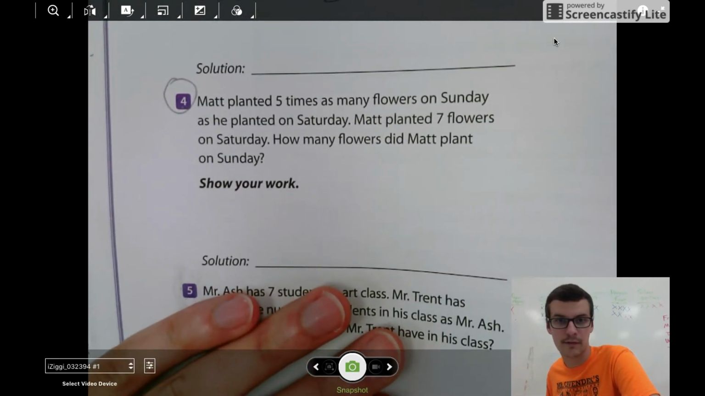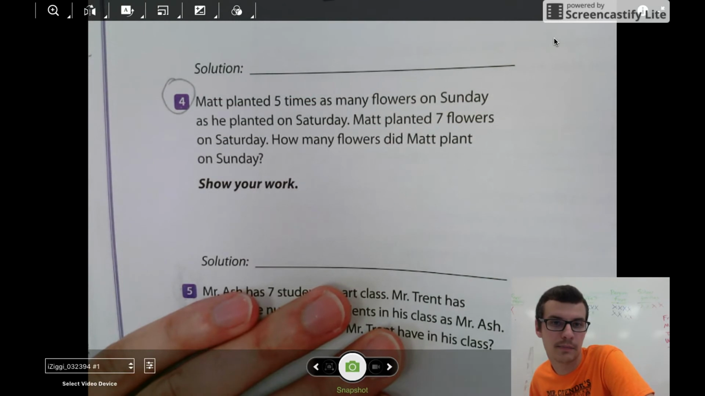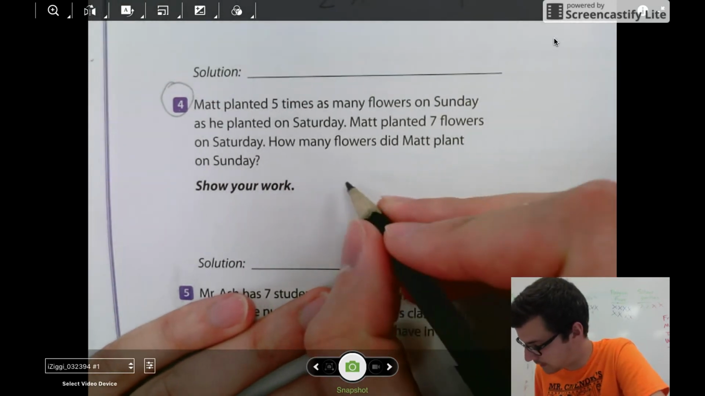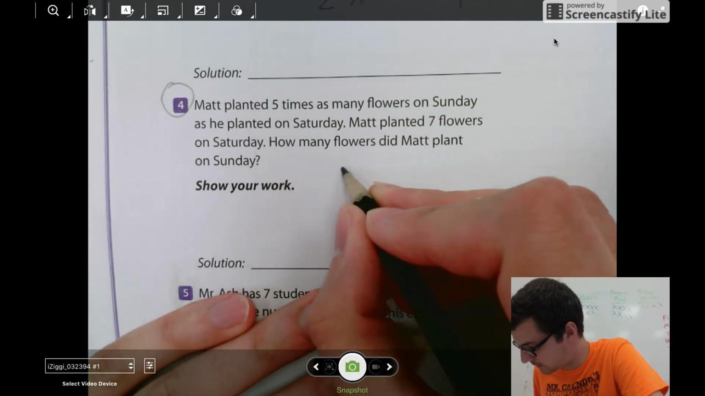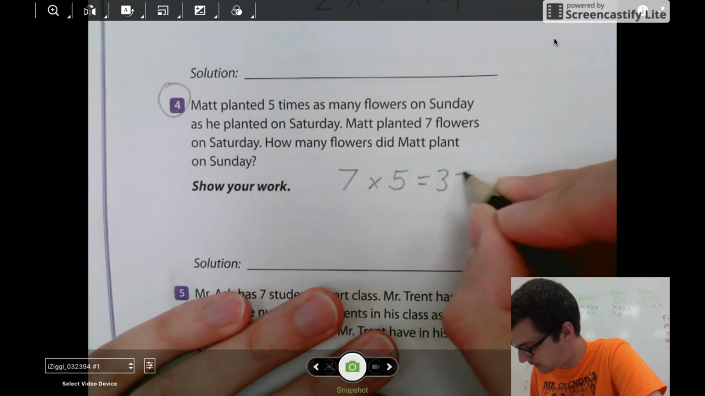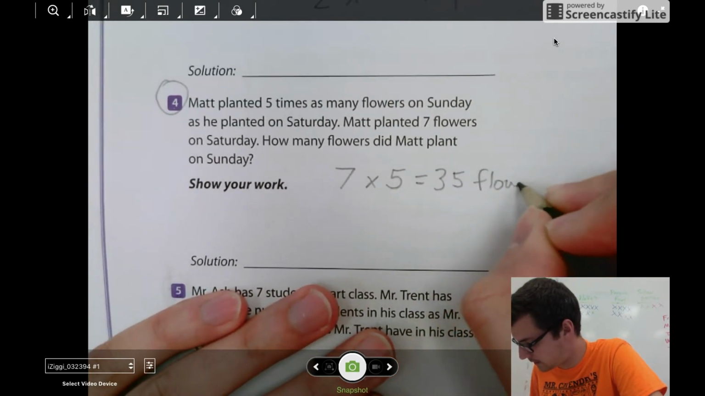Matt planted 5 times as many flowers on Sunday as he planted on Saturday. Matt planted 7 flowers on Saturday. How many flowers planted on Sunday? So that would give me 7 times 5, which hopefully we know is 35 flowers.